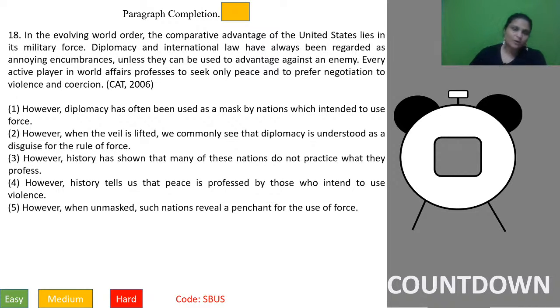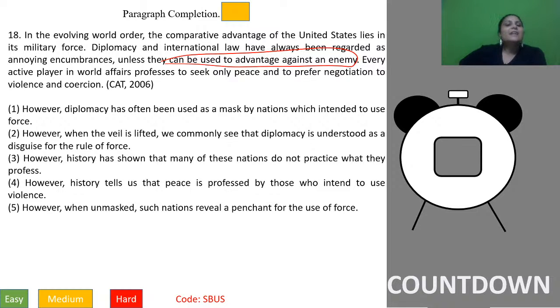Tiwari says option number 1. All right. Let's discuss why or which option does it have to be. So what they're saying is that comparative advantage of US lies in its military force. Good enough. We all know that. US or anybody else, they do not consider diplomacy and international law to be always followed. In fact, they feel that they are a nuisance and should only be used when they want to have an advantage against the enemy, right?